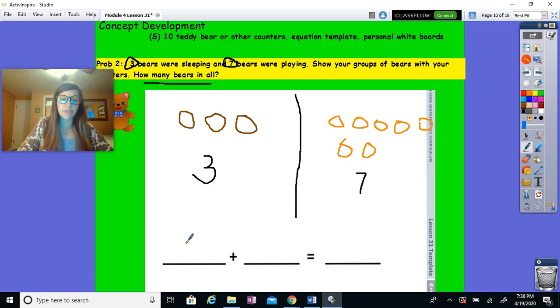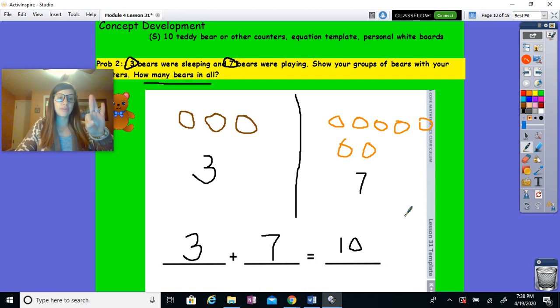So I'm going to take my 3 were sleeping, plus 7 are playing, equals, and we said there are 10 bears all together. So I'm going to write my whole after the equal sign. A 1 and a 0 together makes a 10. So read it with Miss Dolphin. 3 plus 7 equals 10. Excellent. 3 plus 7 equals 10. Now give me a 10. Excellent. Okay, one last thing we're going to do.